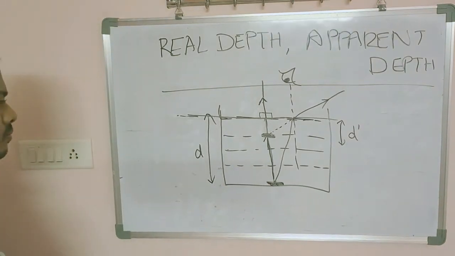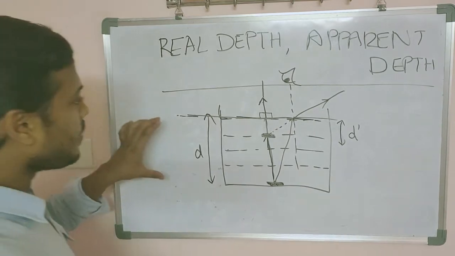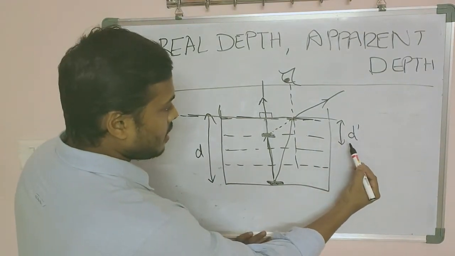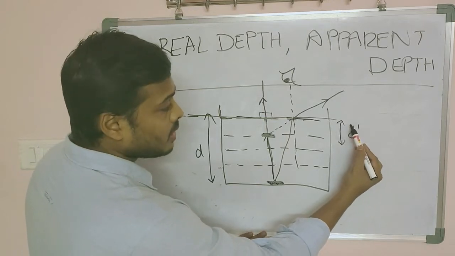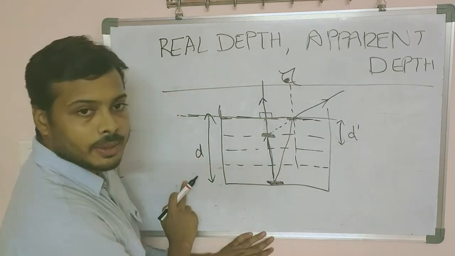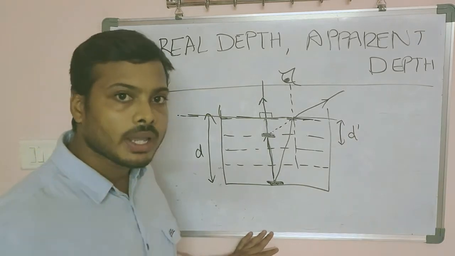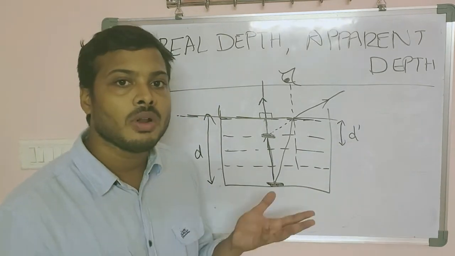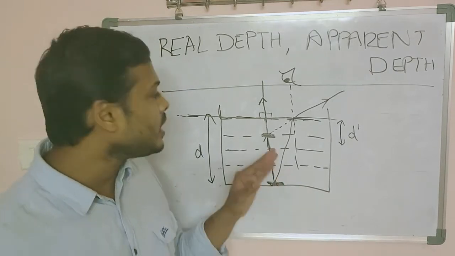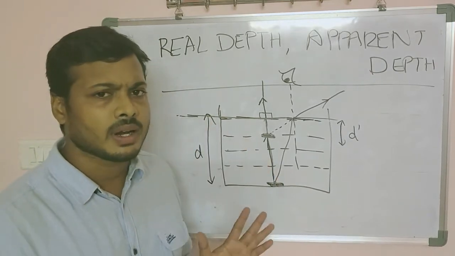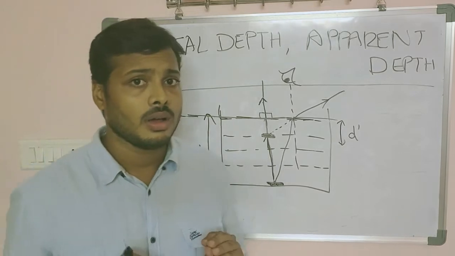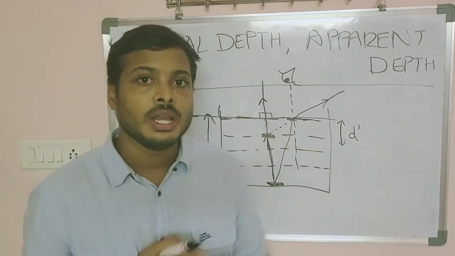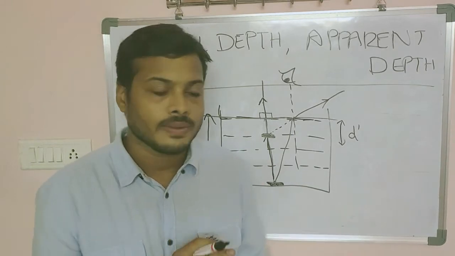Now, one more thing I want to tell you is here the apparent depth seems to be smaller than the real depth, but in some other cases apparent depth may be larger. It depends upon where the observer is and where the object is, and so on. Never ever get confused that apparent depth is always small. It depends on different cases.